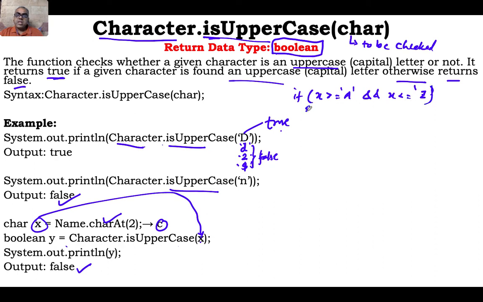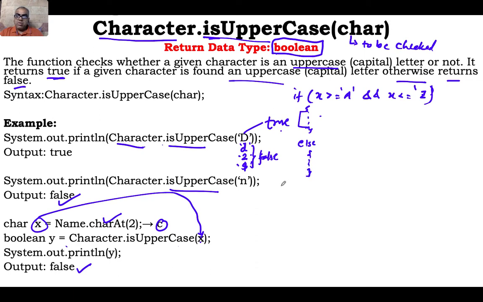It will help me check whether this character x is a capital letter or not. It returns true or false. I can check it here. The computer will check: is it between capital A and capital Z? Then this will return true. In case true, the computer will follow this; in case false, the computer will follow this.